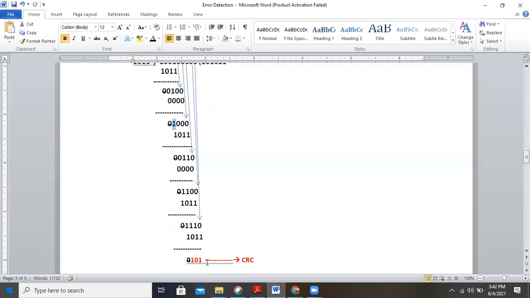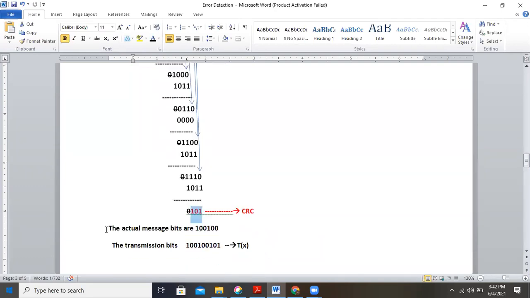So when I complete the division, the remainder is what? Here the leading 0 is removed, and the remaining bits are 1 0 1. So this 1 0 1, we take it as CRC, cyclic redundancy check. Okay. So this CRC bits, what are the CRC bits? 1 0 1.